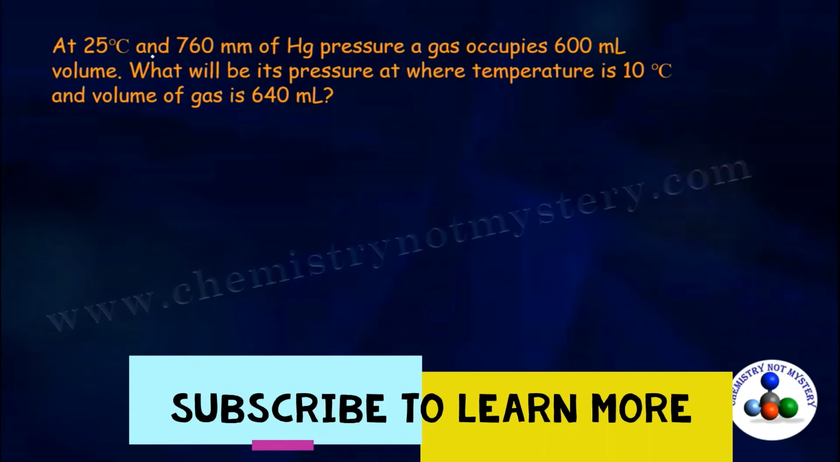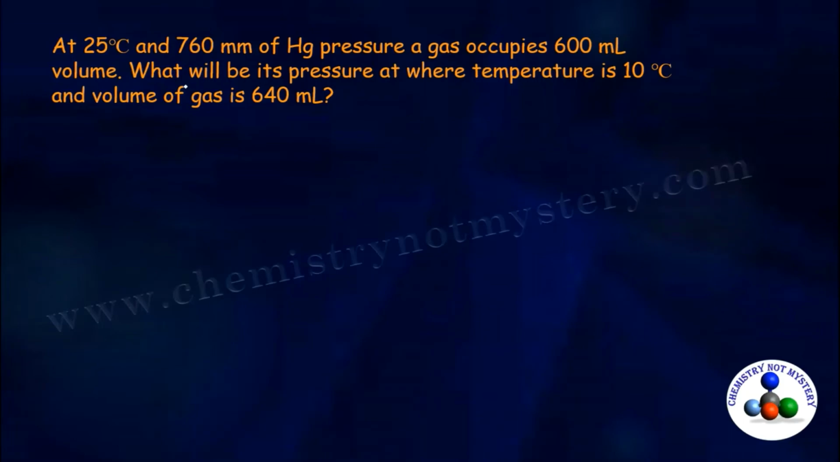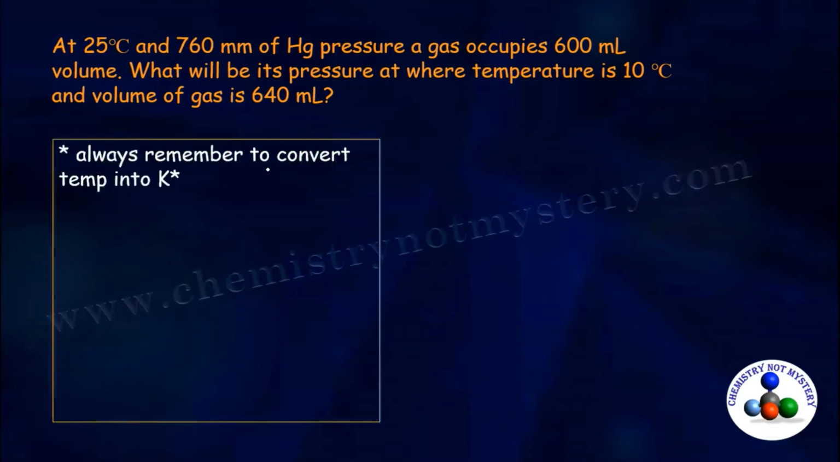At 25 degrees centigrade and 760 millimeter of Hg pressure, a gas occupies 600 ml of volume. What will be its pressure at a temperature of 10 degrees centigrade and a volume of 640 ml? While solving the equation, you always have to remember to convert the temperature into the Kelvin scale. So what is given in the question? T1 is given as 25 degrees centigrade. Convert it into Kelvin by adding 273 to it, so you get 298 Kelvin.